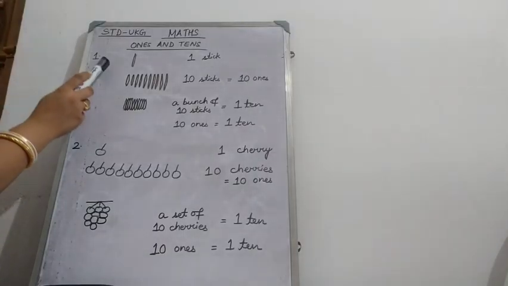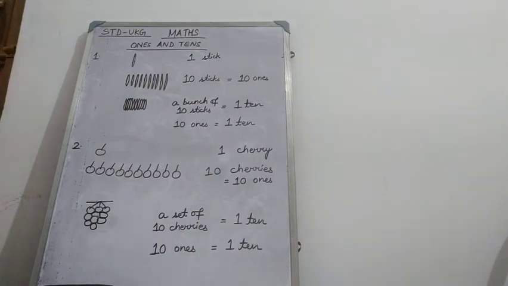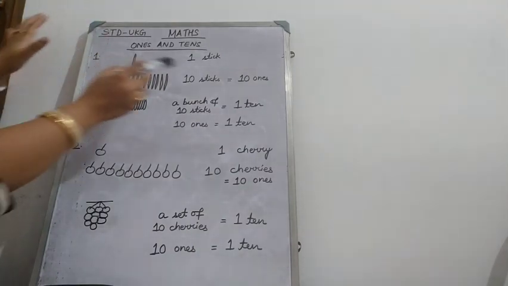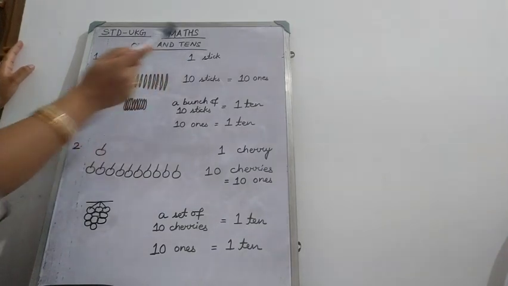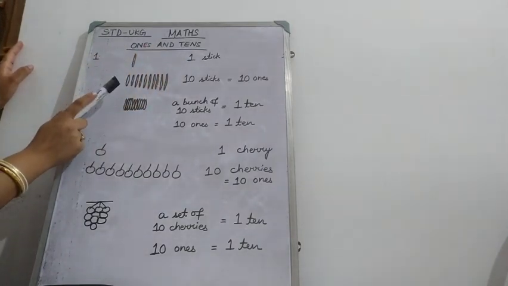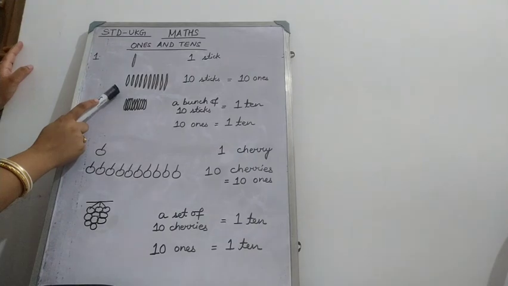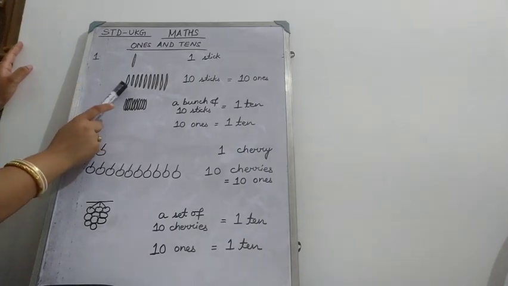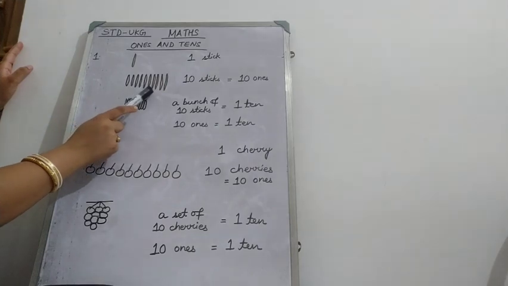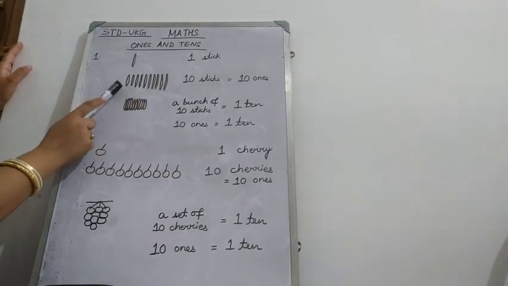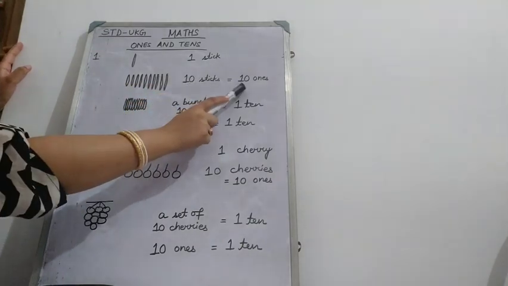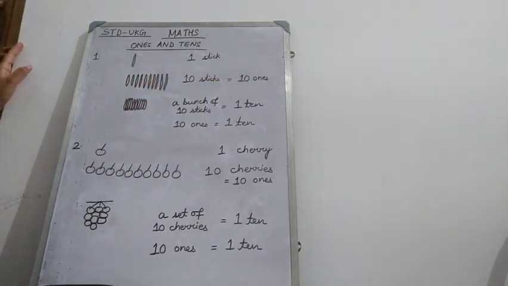See, this is example number 1. You can see this is a stick, one stick. Okay, so this is 10 sticks. I have drawn this individually. 1, 2, 3, 4, 5, 6, 7, 8, 9, 10. There are 10 sticks. So 10 sticks means 10 ones.